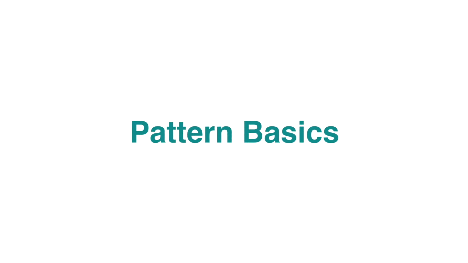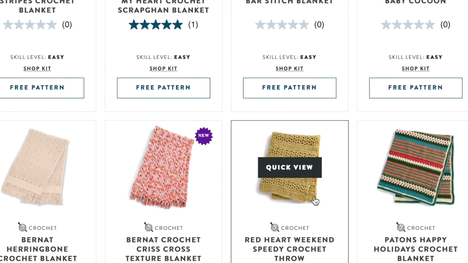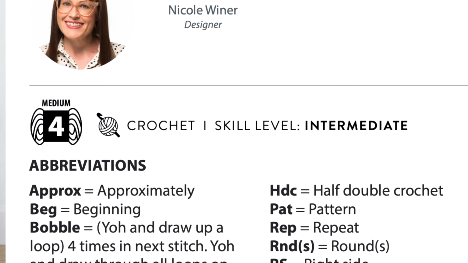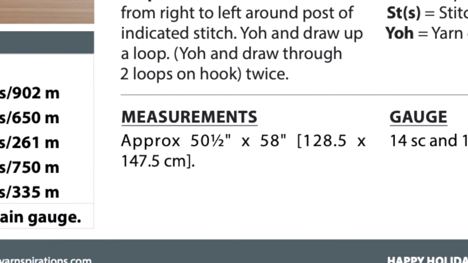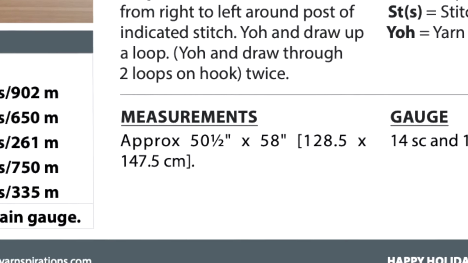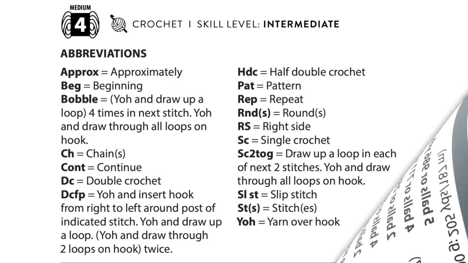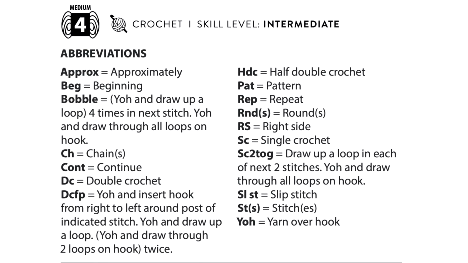So let's get started. A pattern has some basic sections that provide all the information you need to get started. You'll usually find a skill level of the pattern. This will let you know what level of difficulty, whether it's easy or advanced. The measurements of a finished project. The supplies or materials needed to make the project. A list of the stitches used in the pattern.